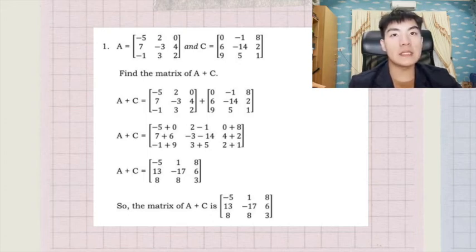So A plus C equals the 3 times 3 matrix of negative 5, 1, 8, 13, negative 17, 6, 8, 8, and 3.